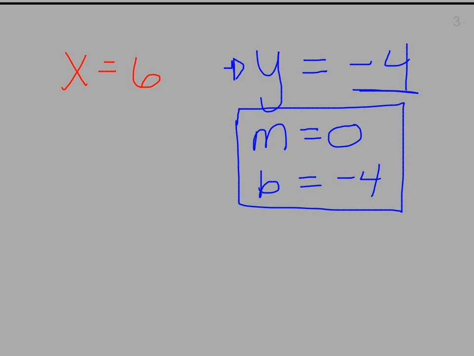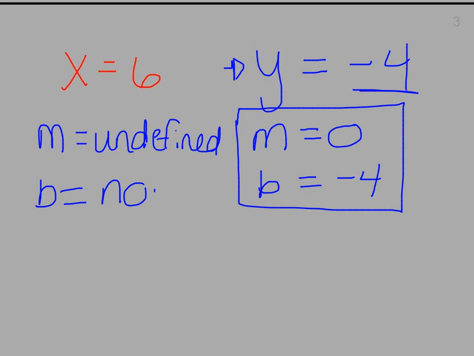Now let's look at x equals 6. Since it's an x equals line, you know that it's a vertical line, and vertical lines cross the x-axis, which means they do not cross the y-axis. And vertical lines, remember, those are when slope dies, so these are undefined, which means that our slope is undefined. And our y-intercept, because it will never cross the y-axis, we would just write none, because it never crosses the y-axis, so there's no y-intercept.